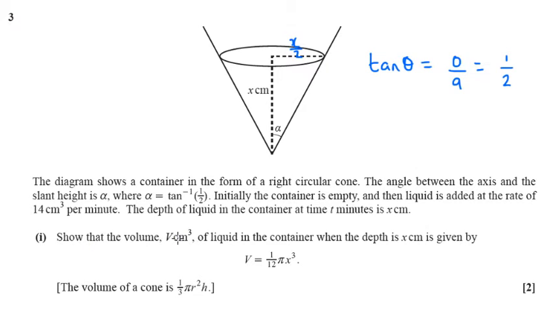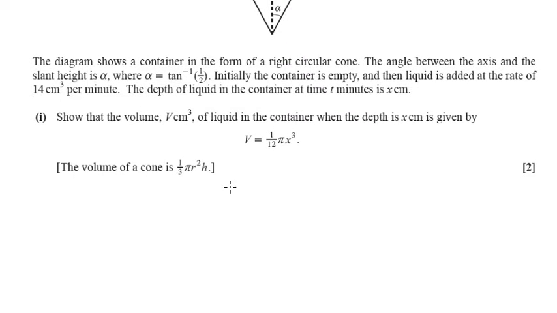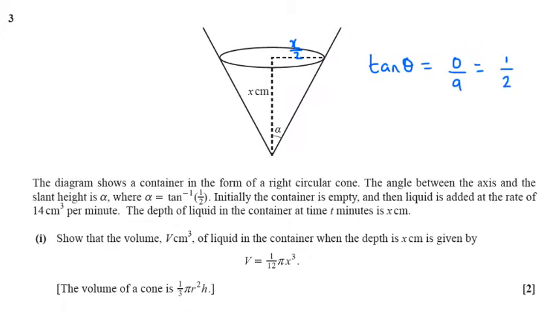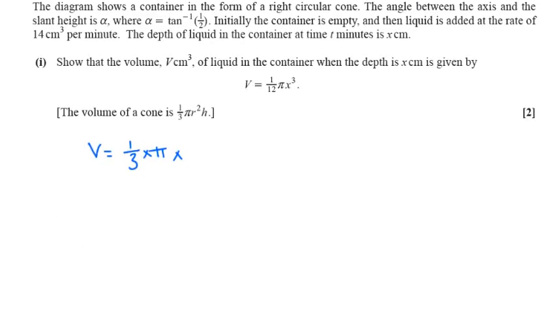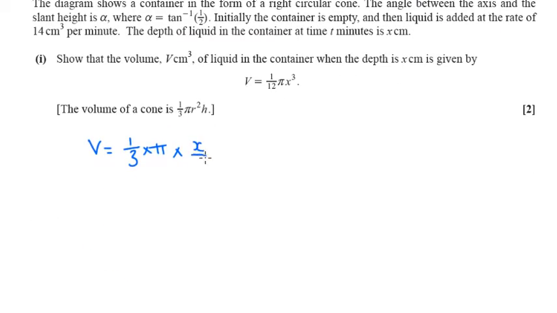It says show that the volume of the liquid when the depth is x is given by this. So if we now say that the volume, which they've told us, which is nice of them, is 1/3 times pi times r squared, and r is the radius, and the radius when the length is x over 2, times the height, and the height is x.